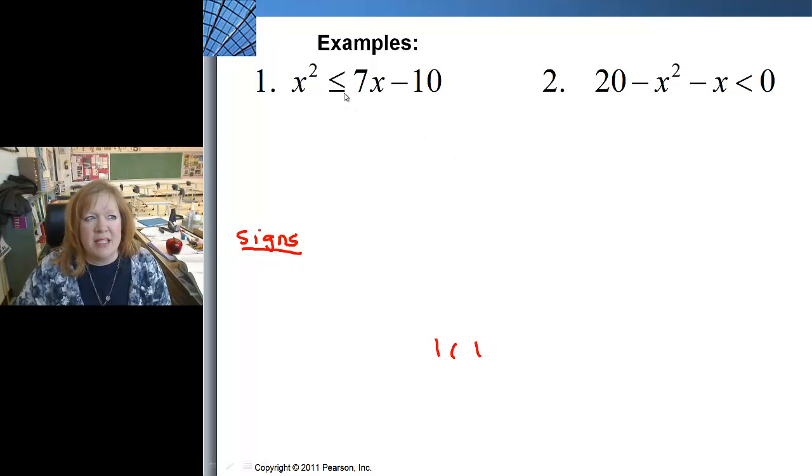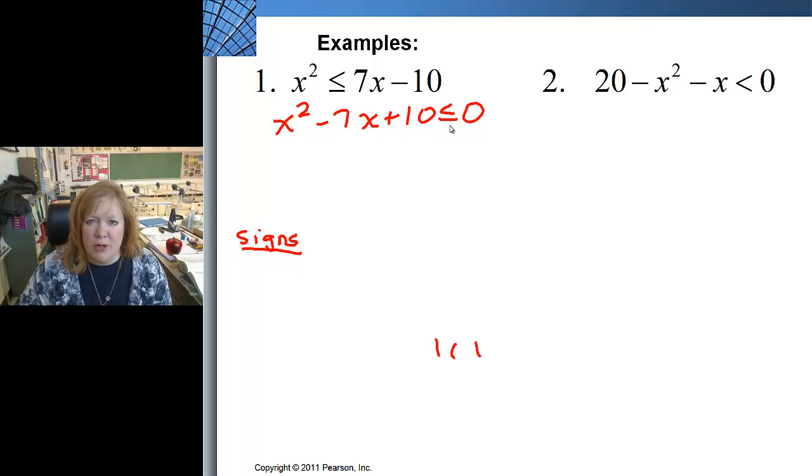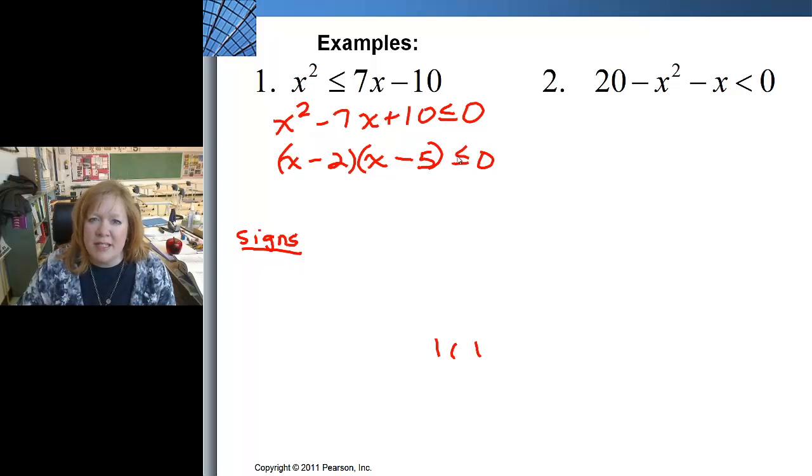The first step is to get this compared to 0. So I'm going to subtract 7x and add a 10 to both sides. So I'd end up with x squared minus 7x plus 10 being less than or equal to 0. The next thing we're going to do is find out where this equals 0. So I can do this by factoring, and I'm going to have a product. We're comparing it to 0.